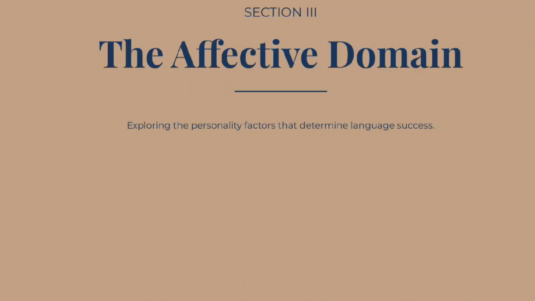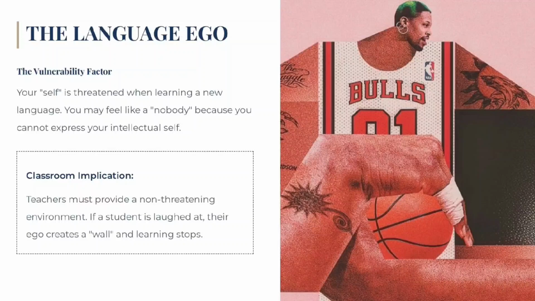It says here that it's exploring the personality factors that determine language success. First up is a concept that explains why learning a language can feel so personal, the language ego. So, it says here that under the vulnerability factor, yourself is threatened when learning a new language. You may feel like a nobody because you cannot express your intellectual self. In classroom implication, teachers must provide a non-threatening environment. If a student is laughed at, their ego creates a wall and learning stops.